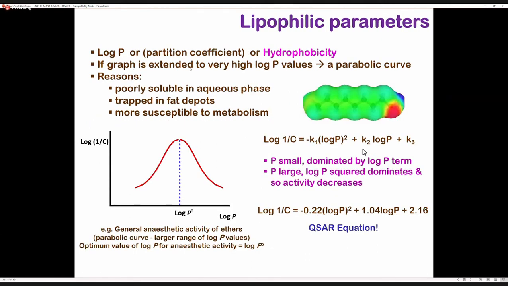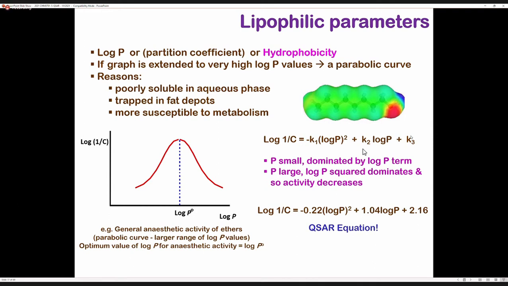So if the graph is extended to very high log P values, it becomes a parabolic curve. The reason might be that the compound is poorly soluble in the aqueous phase, trapped inside fats, and then more susceptible to metabolism. So this is a QSAR equation. Example again, he gives another QSAR equation. You have two log P terms here, one is log P squared and one is log P. So when P is small, it is dominated by log P; when P is large, log P squared dominates, and so activity decreases.